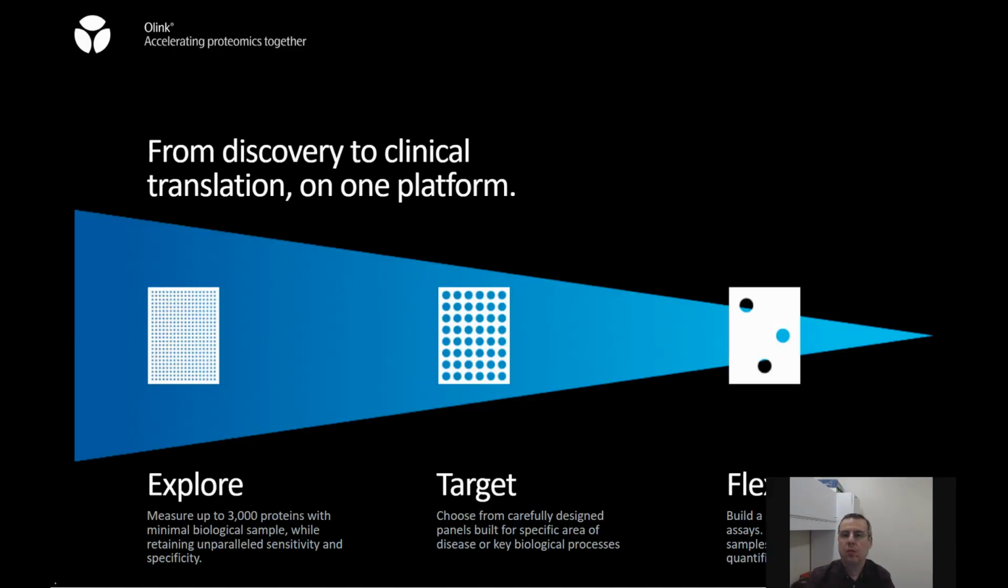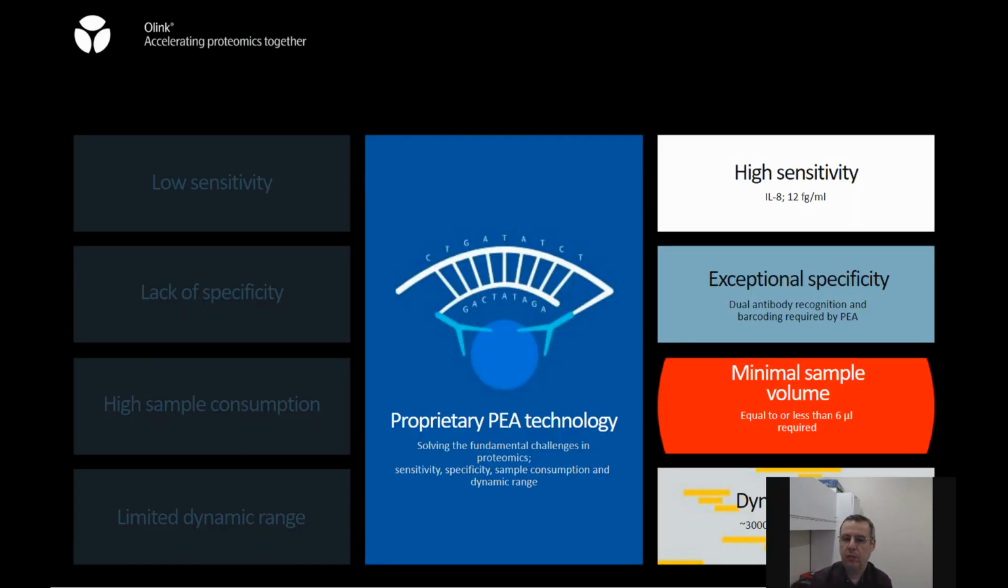And just to illustrate this graphically in terms of what Explore, Target, and Flex do, this particular PEA technology scales from, like I mentioned, 3,000 all the way down to a completely custom panel. The beauty of the technology is that it's built to scale both in terms of marker number as well as samples. Lastly, the slide points out that the technology gives high sensitivity, wonderful specificity, uses very small amounts of sample, which for some applications becomes really important, and a very wide dynamic range.